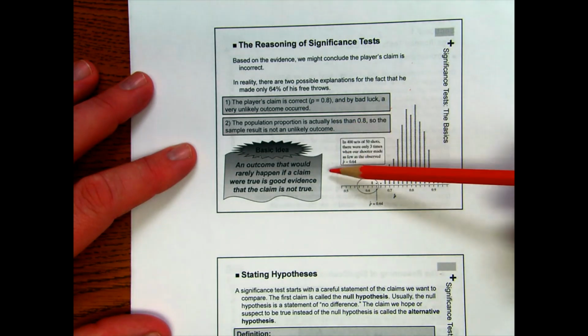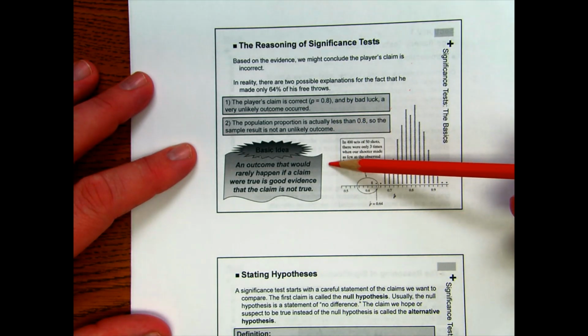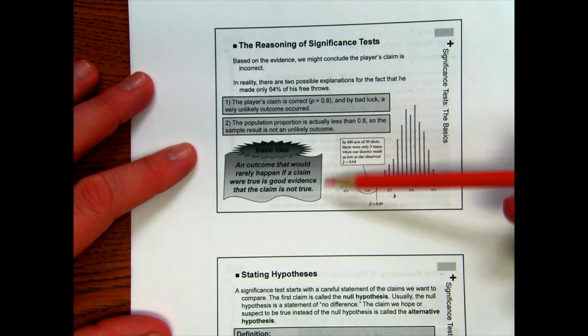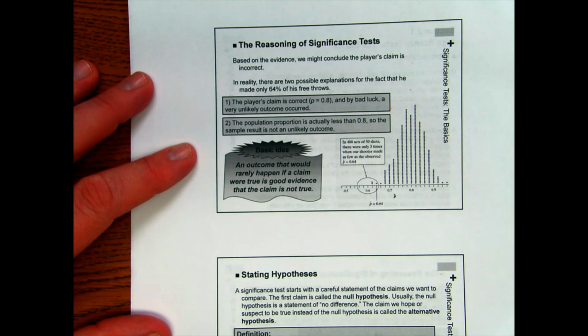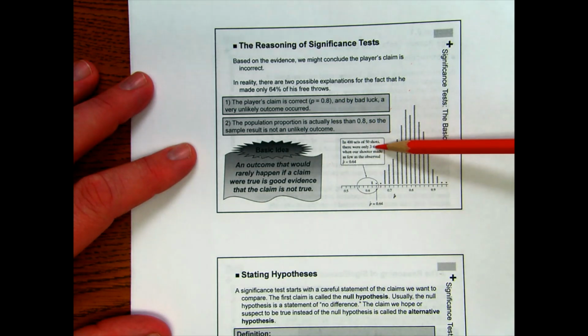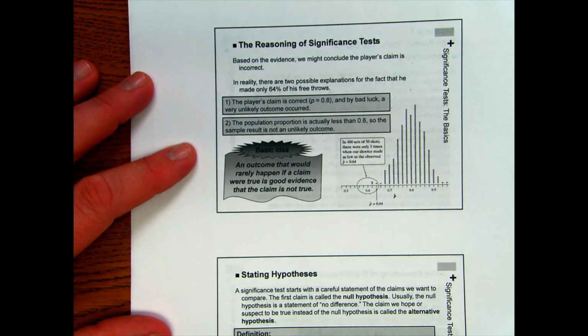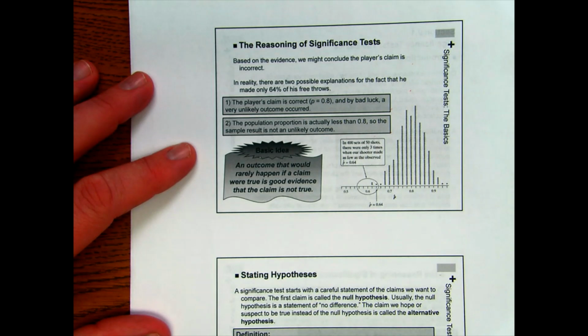So the basic idea here is an outcome that would rarely happen if a claim were true is good evidence that the claim is not true. So in this case here, 3 out of 400, is that considered significant evidence for that?